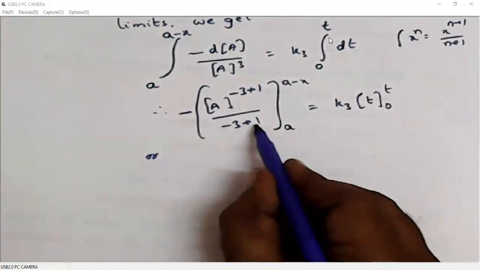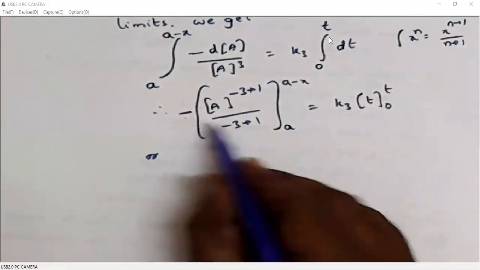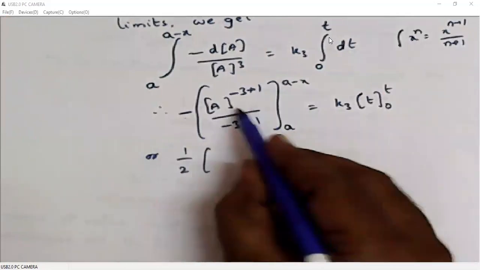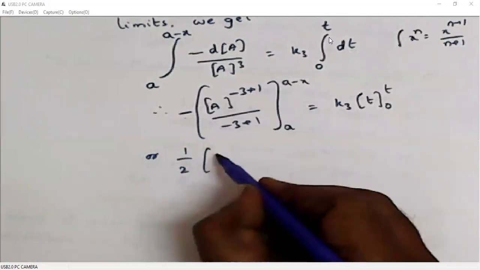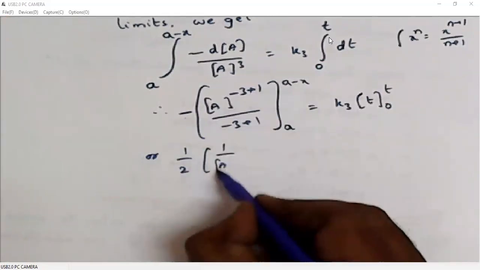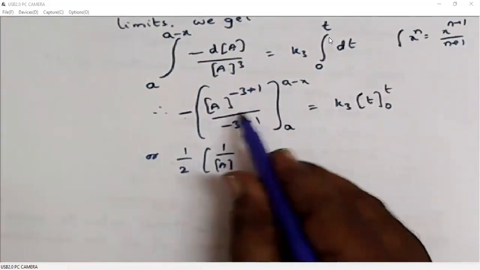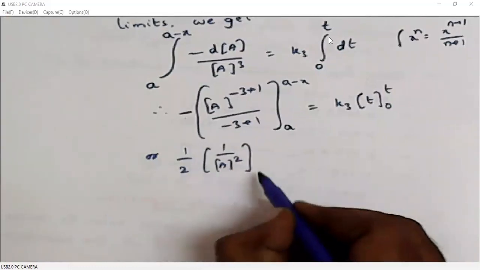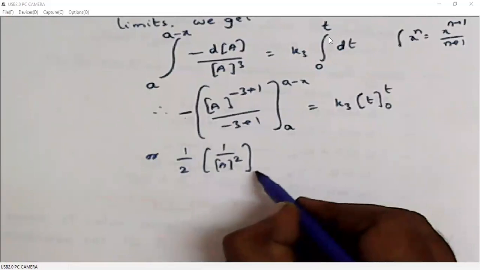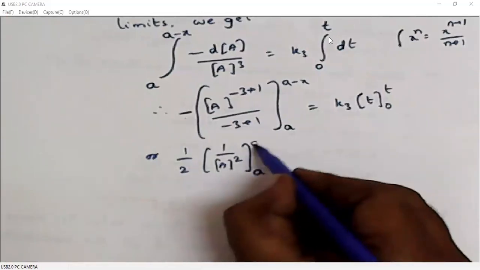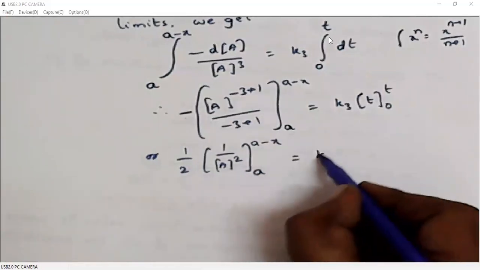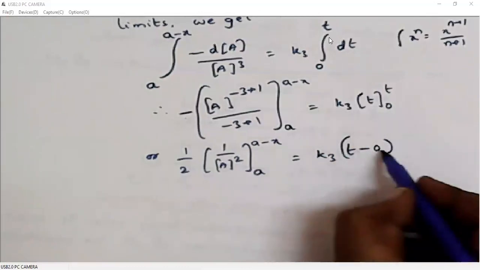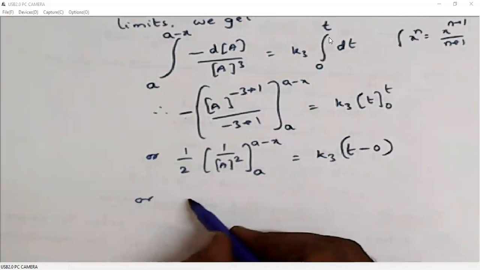Minus 3 plus 1, it becomes minus 2, minus and minus, it becomes plus. So 1 by 2 into A power minus 3 plus 1, that is A power minus 2. So when it is made denominator, 1 by A power 2 between the limits A to A minus x is equal to k3 into t minus 0, upper limit minus lower limit.